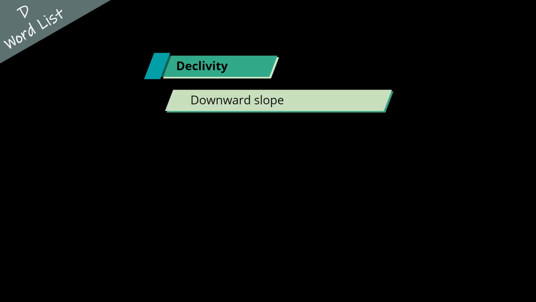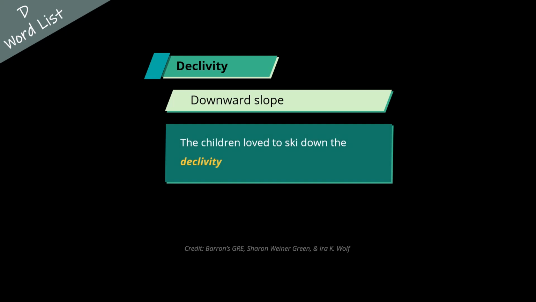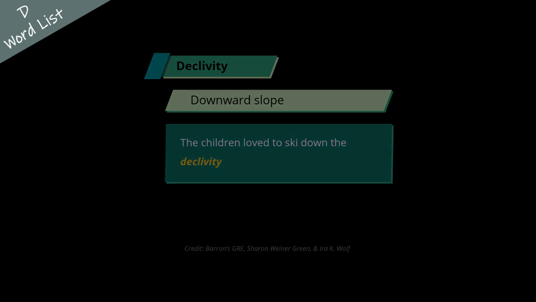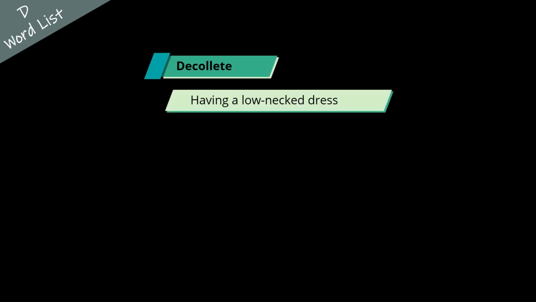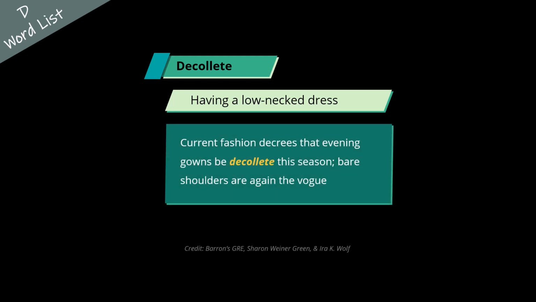Declivity means downward slope. For example, the children love to ski down the declivity. Décolleté means having a low-necked dress. For example, current fashion decrees that evening gowns be décolleté this season. Bare shoulders are again the vogue.